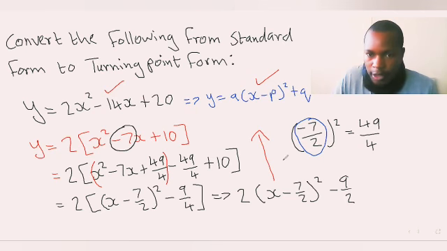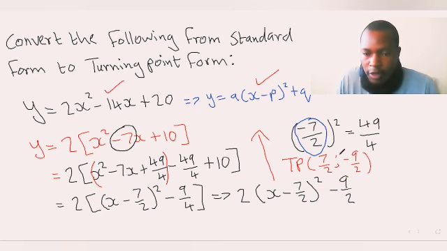If you want, you can write out your turning point, TP. You can have it as 7 divided by 2, which is the x, which is the p, and negative 9 divided by 2. That would be the turning point that you can read off from the equation.